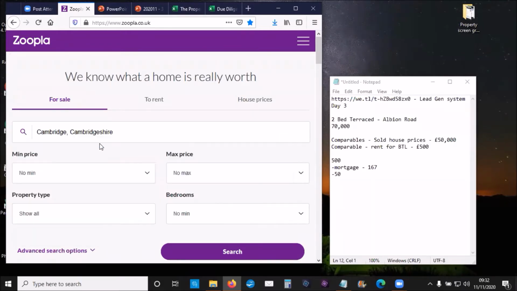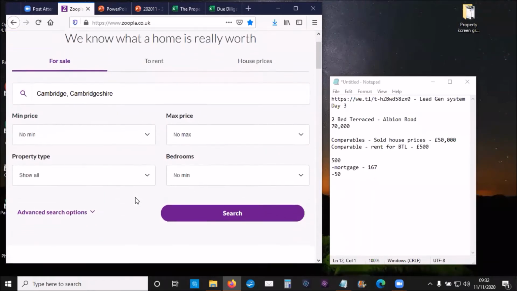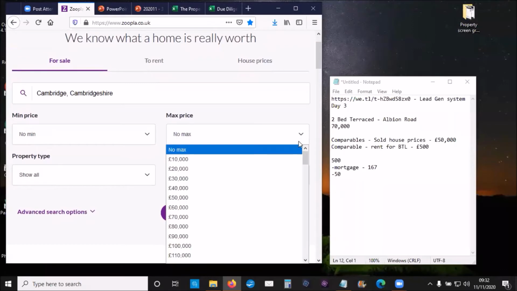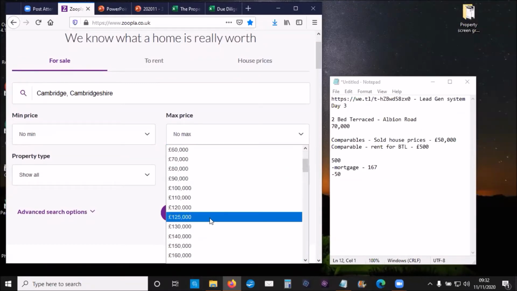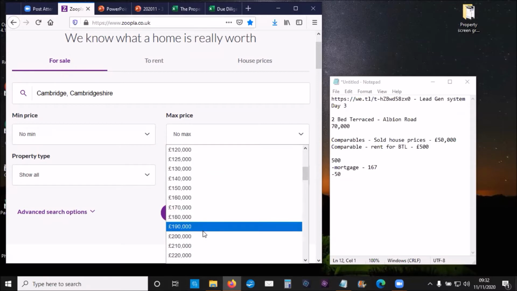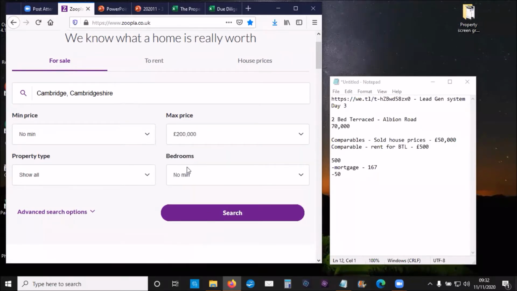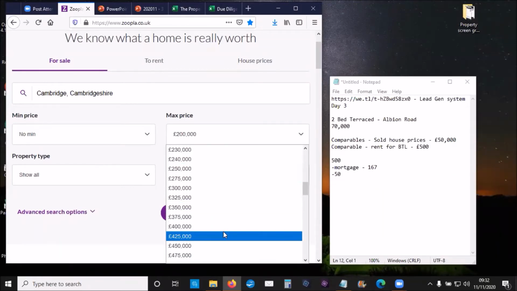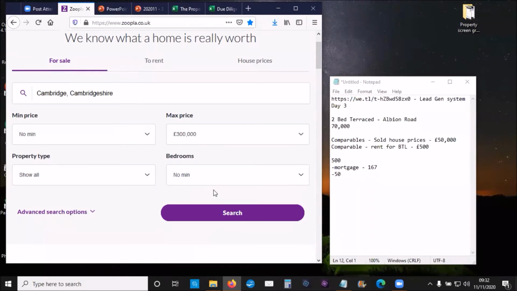Okay, Cambridgeshire. Minimum price, I'm not going to say. Maximum price. Properties in Cambridge are quite definitely more expensive right now. 200,000. It's probably even more than that, maybe. I am going to say 300,000. Property type, we are just going to go with houses. Bedrooms, 1+.